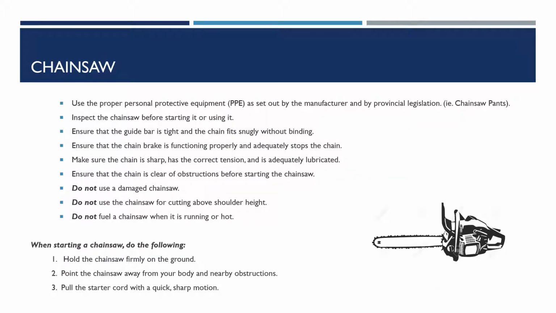Chainsaw. Use the proper personal protective equipment as set out by the manufacturer and by provincial legislation. Inspect the chainsaw before starting or using it. Ensure that the guide bar is tight and the chain fits snugly without binding. Ensure that the chain brake is functioning properly and adequately stops the chain. Make sure the chain is sharp, has the correct tension, and is adequately lubricated. Ensure that the chain is clear of obstructions before starting the chainsaw.